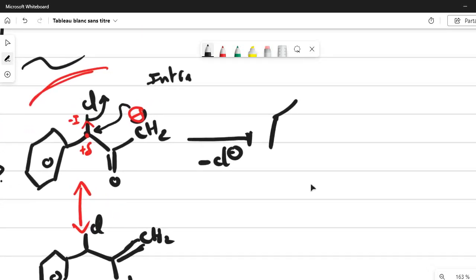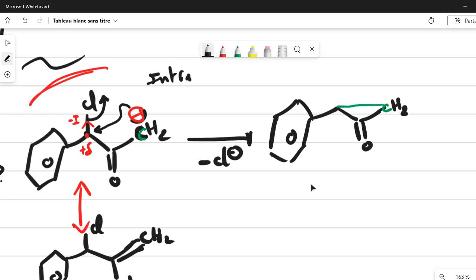Let me just redraw my molecule. I do have here the part that hasn't been changed. Here is my carbon, this one in green. So I draw it here, and here I do have this bond that we just formed, CH2 with this bond. Let's just try to find what we should do after. We do have another molecule of HO minus.